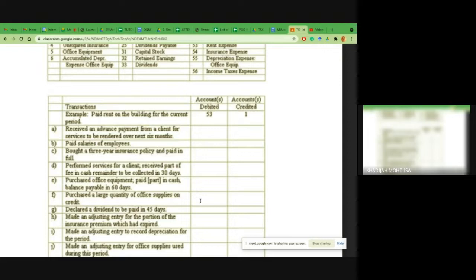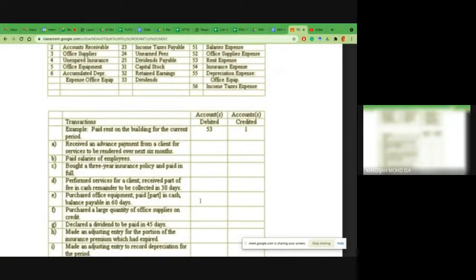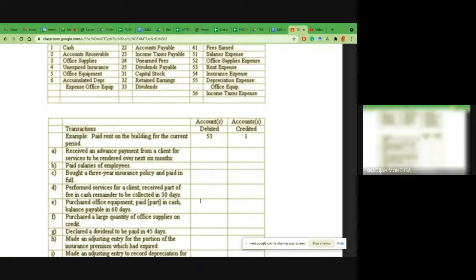Purchase office equipment, paid part in cash, balance in 60 days. So you have office equipment, an asset, account number 5, debit. You pay cash, so credit your cash, and you also credit your accounts payable. Note number 22.